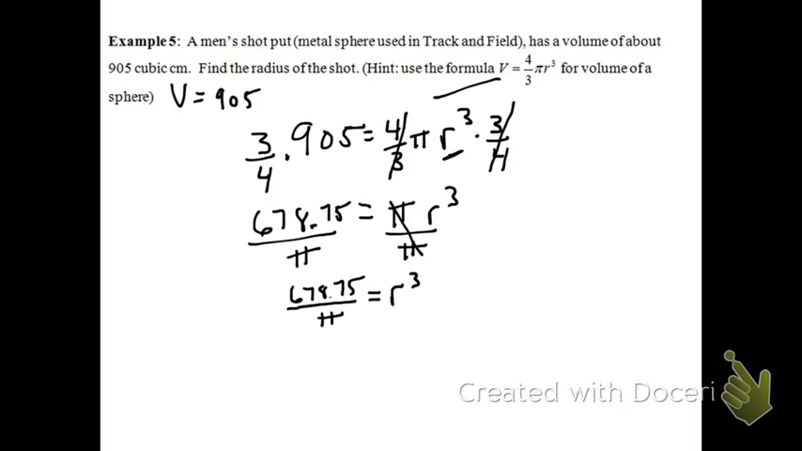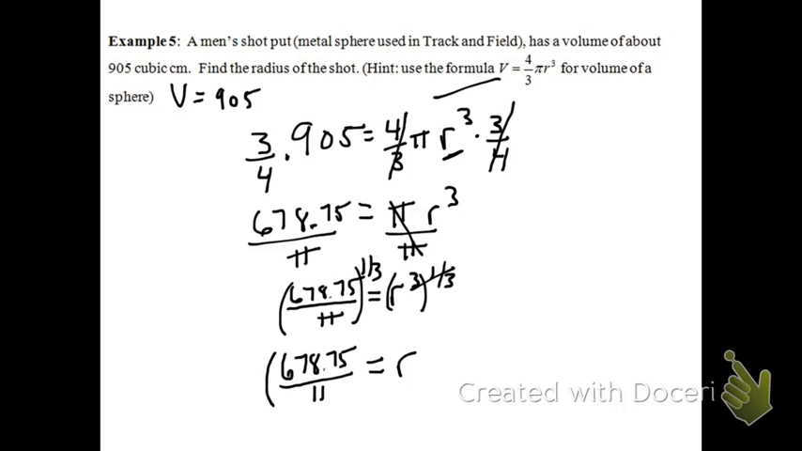Now, we learned how to solve for r by taking the nth root. Since it's being raised to the third, I'm going to want to take the third root. So I'm going to raise both sides to the 1/3 power to take the third root. If I do that, I will have r. So in my calculator, I'm going to type in 678.75 over pi, all of that raised to the 1/3 power. I'm going to show you how I would do that to get the best answer for this problem.